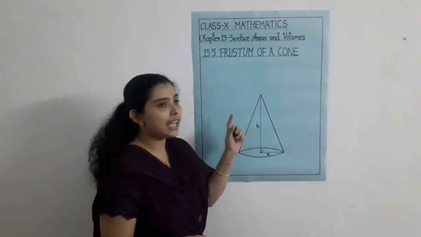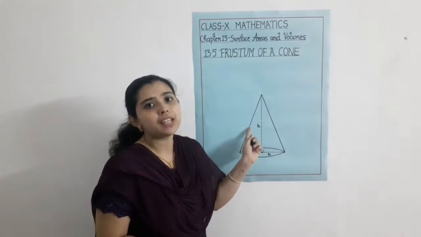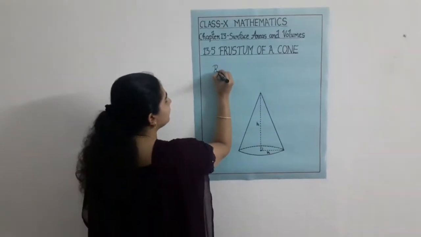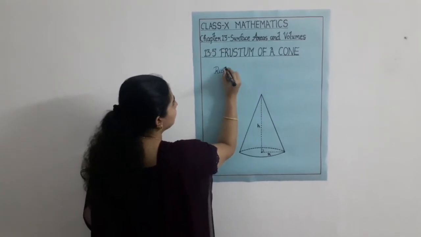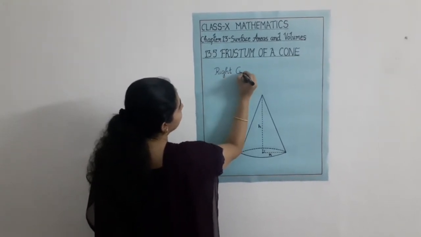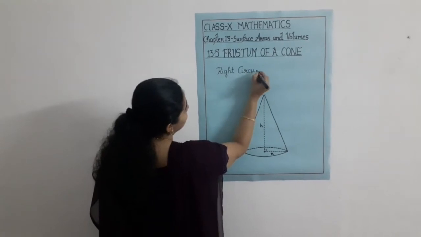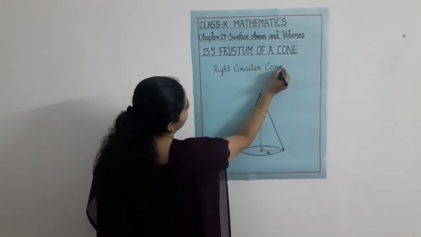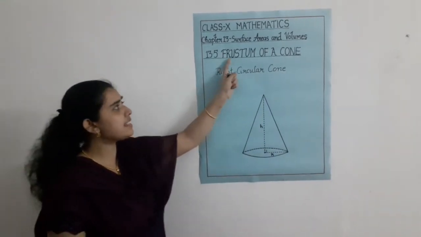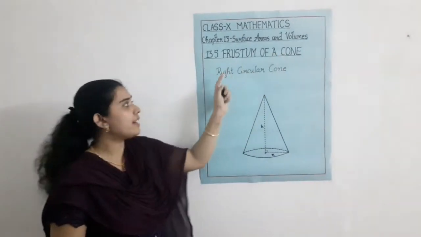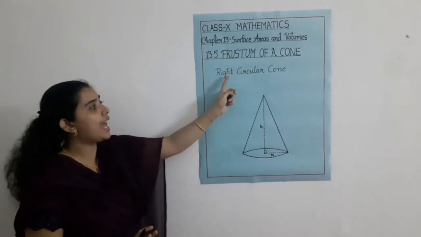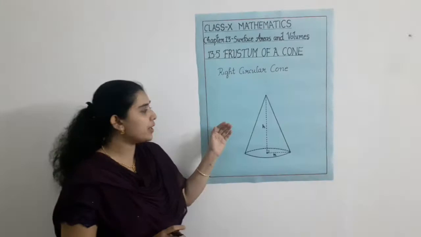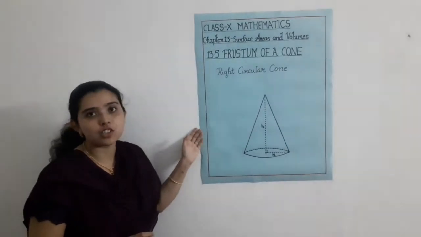So you know the name of this type of cone, isn't it? Yes, they are right circular cones. For discussing about the frustum of a cone, first of all we have to consider a right circular cone. Now let's check what happens when we remove a portion from a right circular cone.